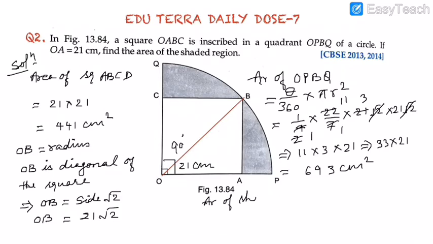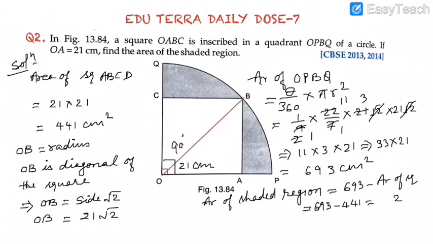So area of the shaded region equals 693 minus the area of the square. Substituting both values, 693 minus 441, we get the final answer 252 centimeter square. Now it is our answer.